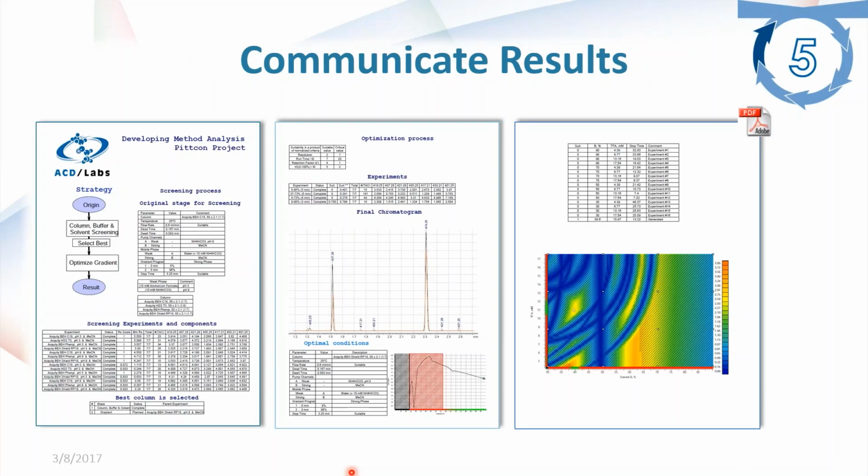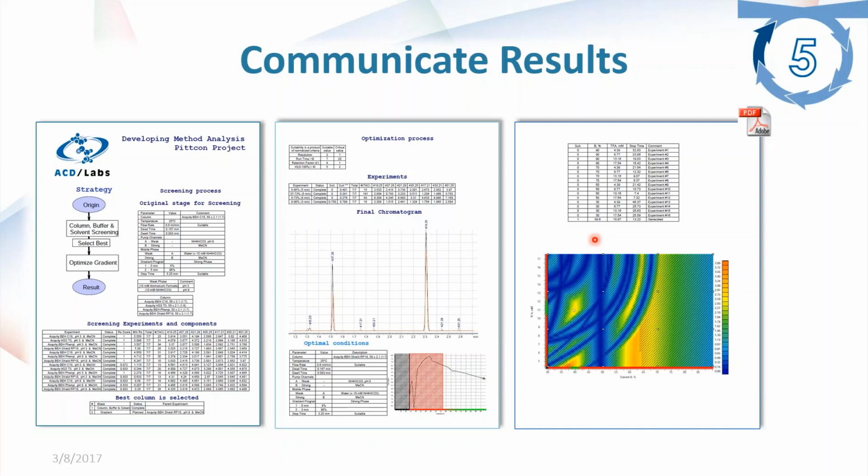Okay. The last step, step number 5, is communication of the results. As you can see, we can generate really nice reports within the software, and they can include many of the elements that you've seen. So you can have a strategy included in your results. You can have metadata included, tables of experiments that were run, and results from that. You can include resolution maps, like a 1D resolution map if you're optimizing one factor, or as you've seen, you can have a 2-dimensional resolution map with many factors.